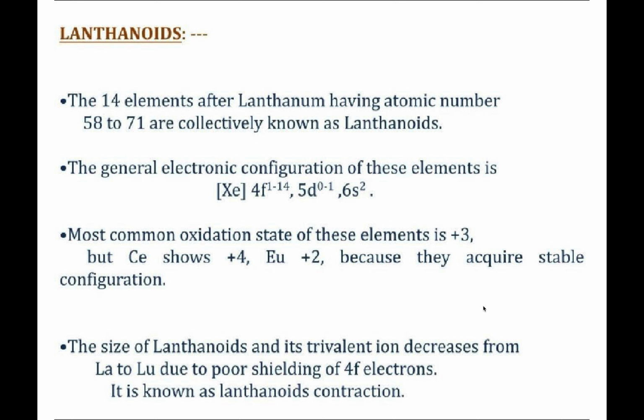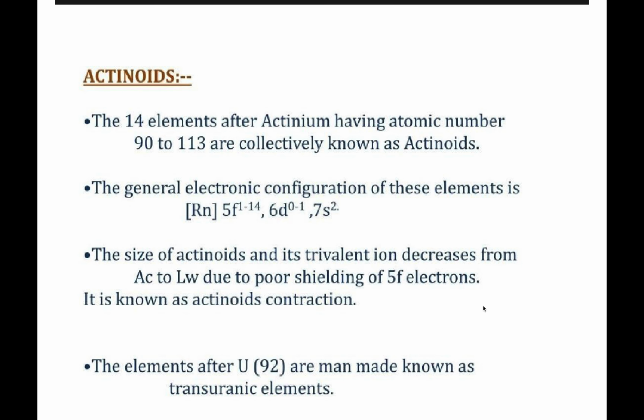It is given in a table in the NCERT class 12 textbook, pages 236 and 237, along with their electronic configuration, which is very important. And what are actinoids? The 14 elements after actinium, with atomic number 90 to 103, are called actinoids, and the general configuration of this is Rn 5f 1 to 14, 6d 0 to 1, 7s2. The size of the actinoids and their trivalent ions decreases from Ac to Lw, and why is this happening?